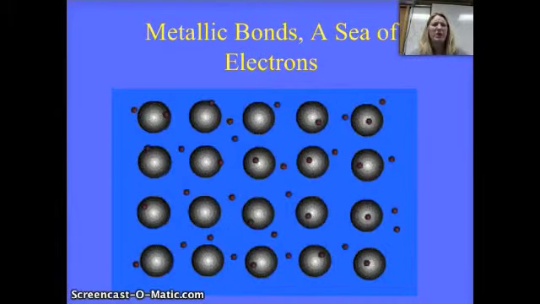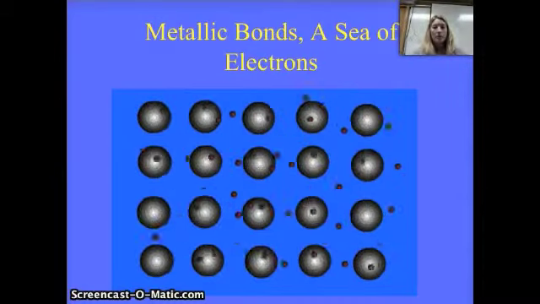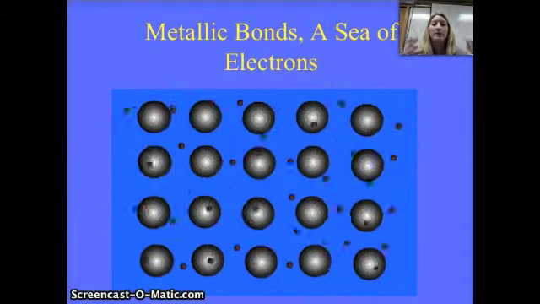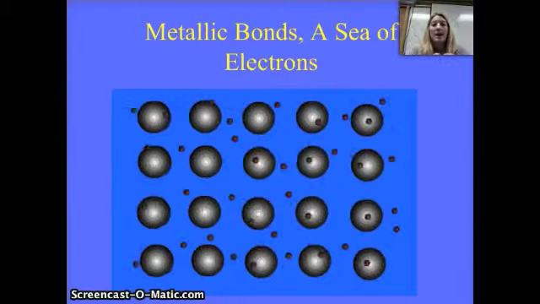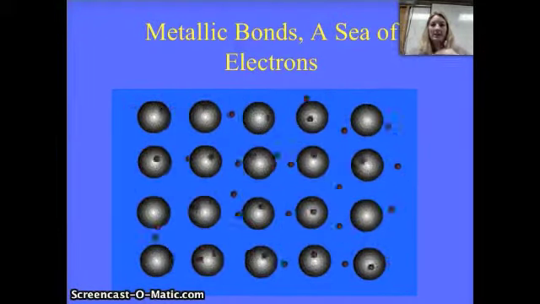And another one of my favorite bonds are the metallic bonds. Remember, this was like our gold penny lab where we put two metals together making an alloy. And when those metals get together, their electrons just flow together in their sea of electrons.